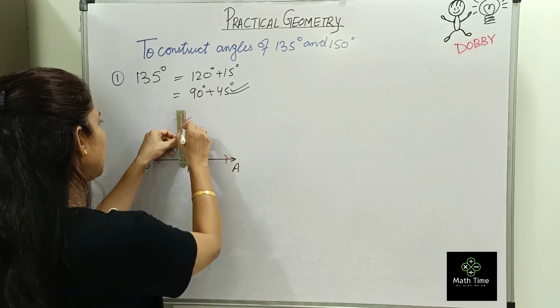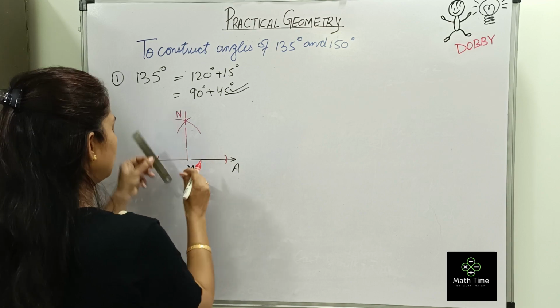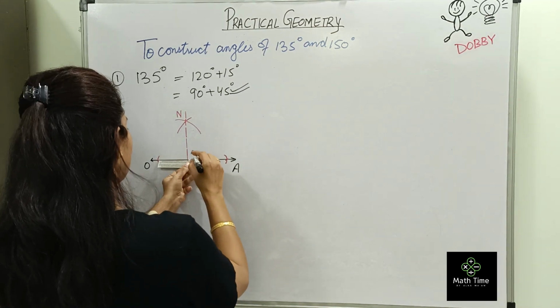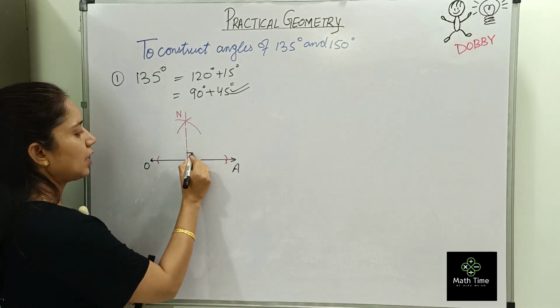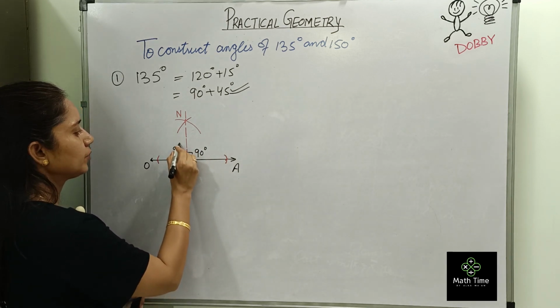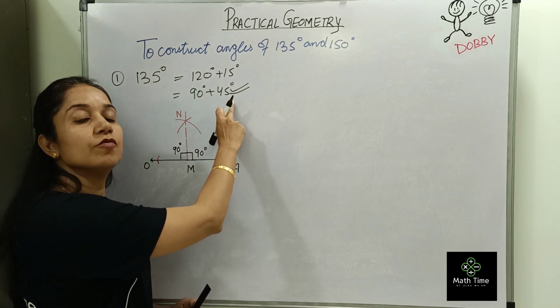I am making a dotted line because it is not our final angle. It has been rubbed here, redo the line. Yeah. So this is our 90 degree on both sides. You can check with the help of the protractor. This is 90 degree.